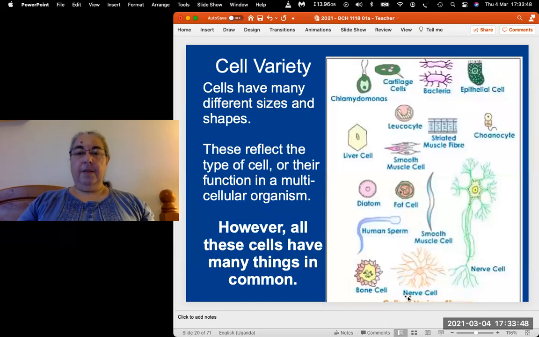Okay, so if we look at all these different sizes and shapes and functions of cells, we might become confused about exactly what we do mean by a cell. However, even though they look so very different, there are a number of things that these cells have in common.